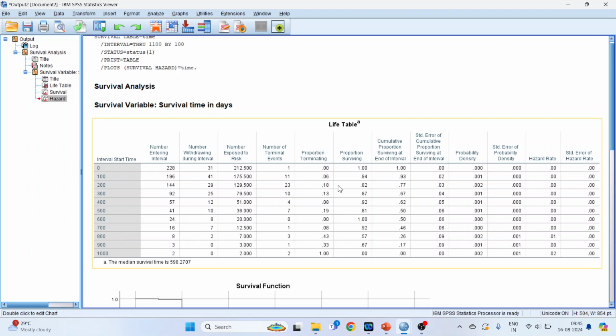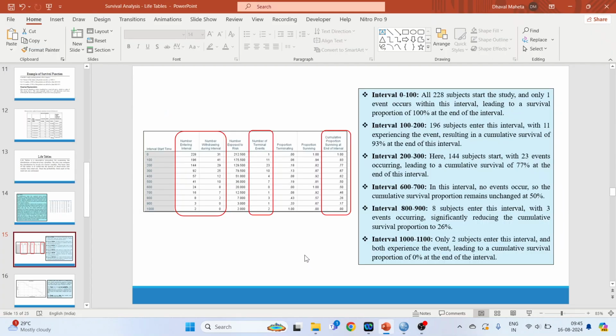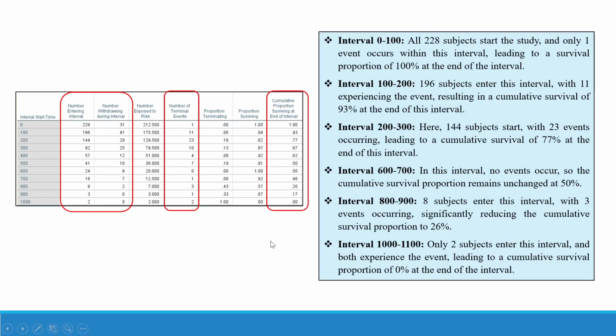I'll interpret this on the slide. I've just taken the output on the slide. Okay, the first column represents numbers entering the interval, the patients alive. The second column is numbers withdrawing during the interval, the dropouts, censored. Number of terminal events, deaths which happened. And the last one is cumulative proportion surviving at the end of the interval.